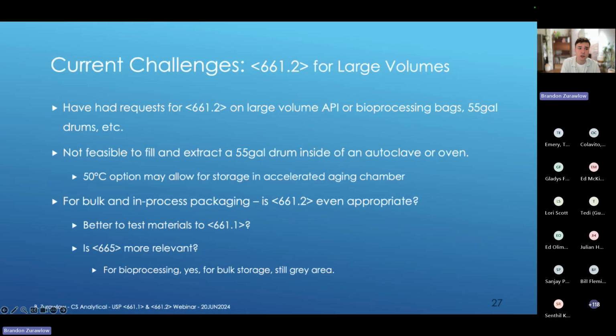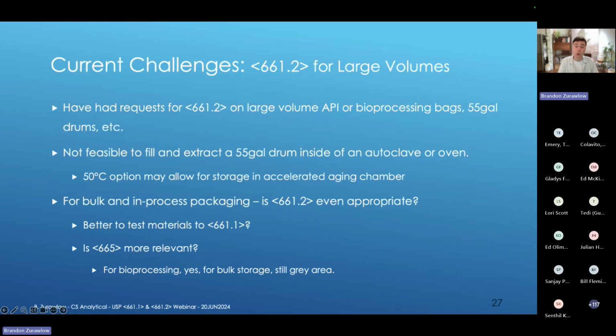But it begs the question, for bulk and in-process packaging, is 661.2 even really appropriate? Is it better to test those materials of construction by 661.1? Or perhaps is chapter 665 more relevant? 665 is a chapter that is effective in 2026, I believe, that talks about testing strategies for plastic systems used in manufacturing. Bioprocessing bags are a great example of that.